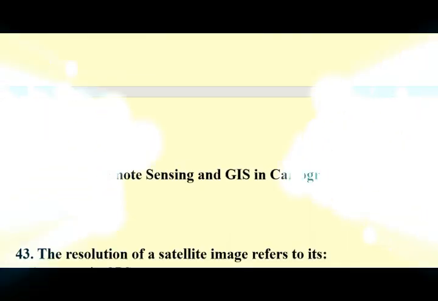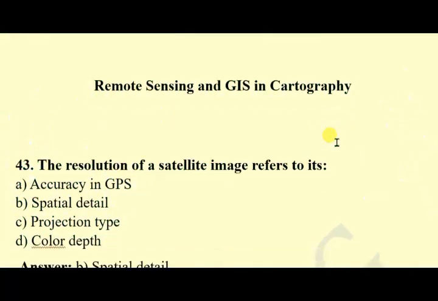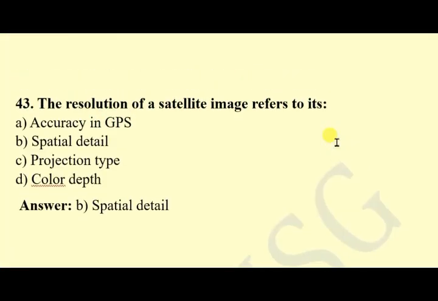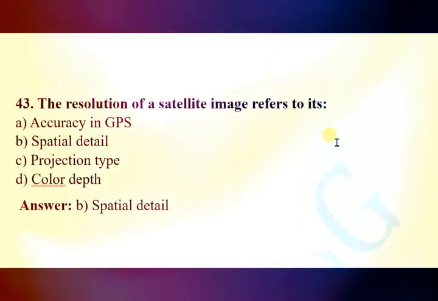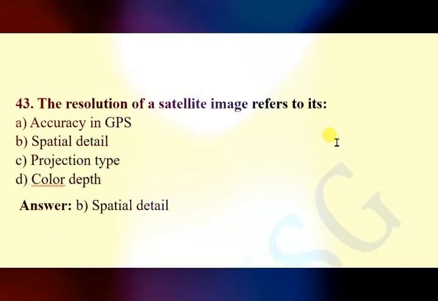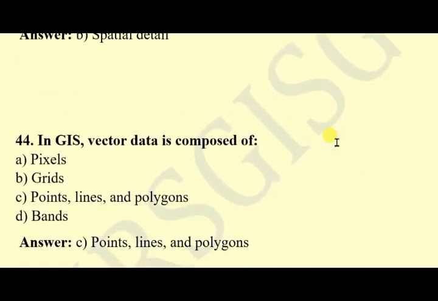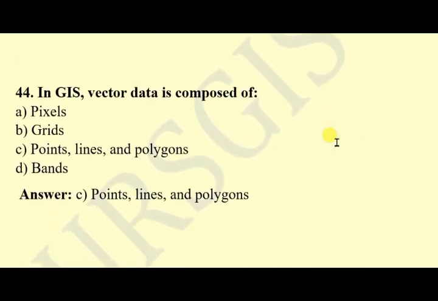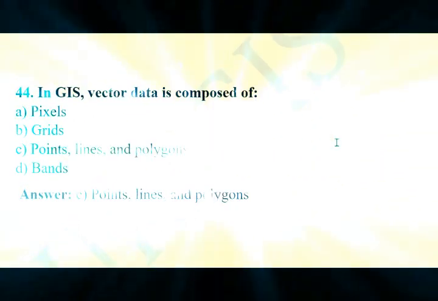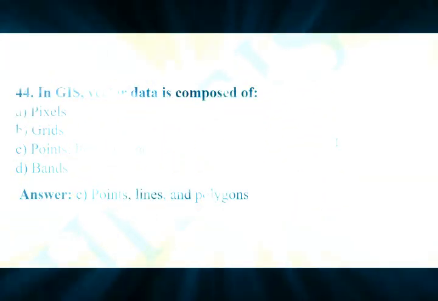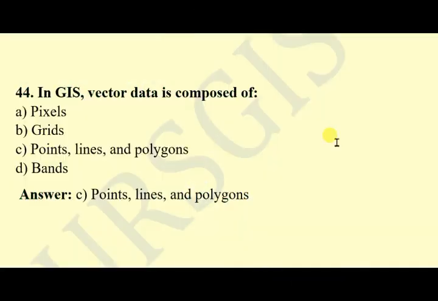Now question category remote sensing and GIS in cartography. Question number 43. The resolution of a satellite image refers to its accuracy in GPS, spatial detail, projection type, color depth. Here the right answer will be spatial details. Question 44. In GIS, vector data is composed of pixels, grids, points, lines and polygons, bands. Here the right answer will be points, lines and polygons.